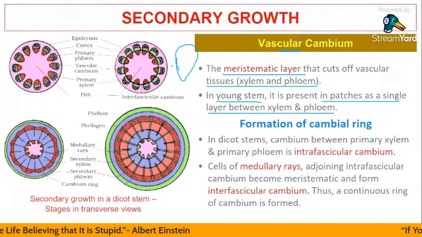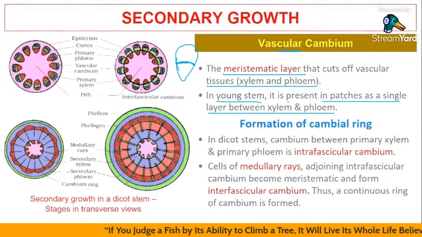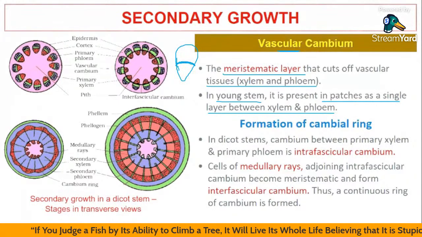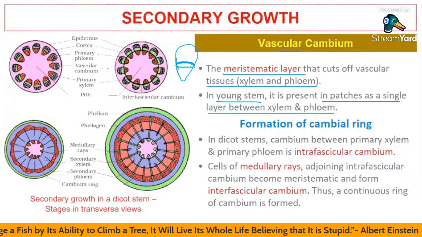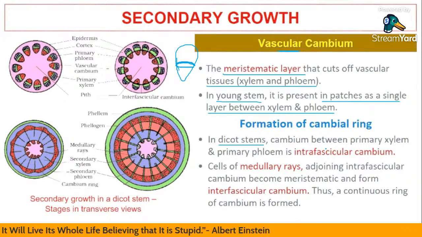Xylem and phloem. In between the xylem and phloem, as a single patch, you will find the cambium. Coming on to the formation of a cambial ring, how is this ring formed? How is it formed? In dicot stems, cambium is present between primary xylem and primary phloem.